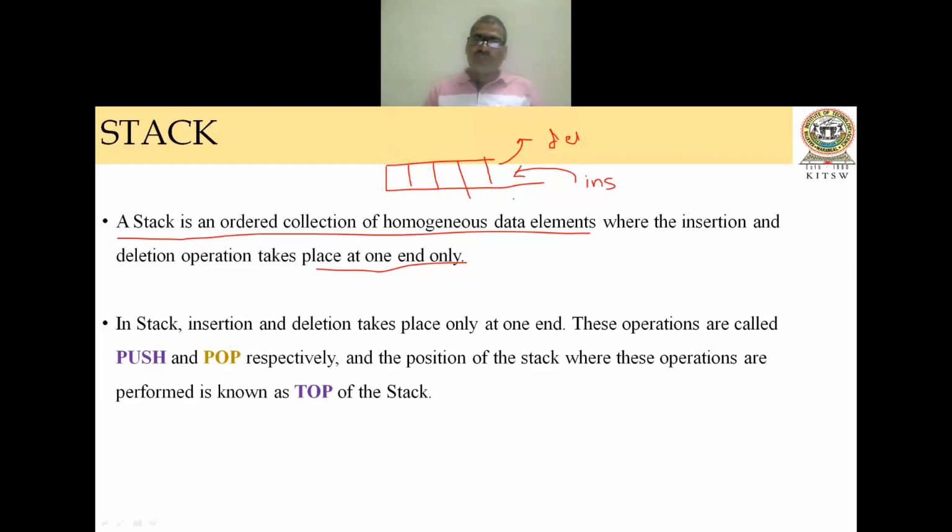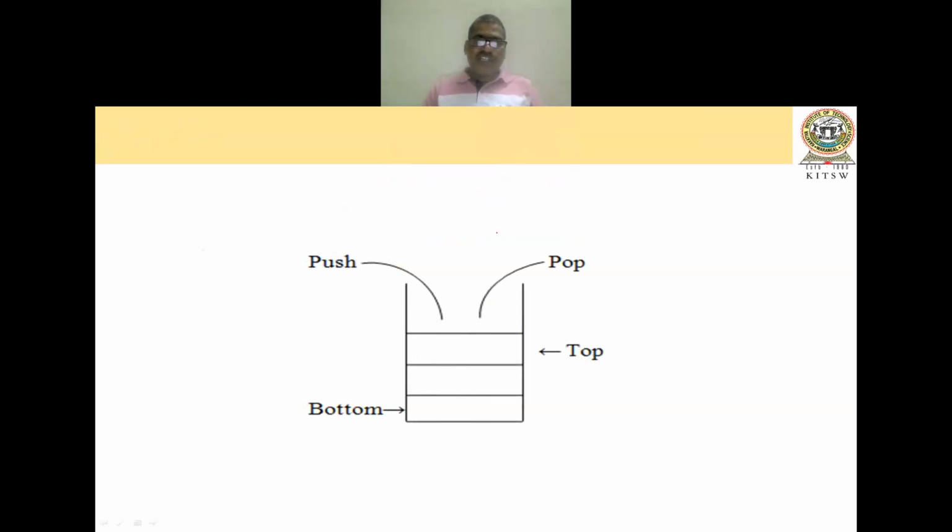That is what we are calling the top. We are taking top as an index variable, and from this top end only we can do the insertion. So in a stack, insertion and deletion take place only at one end. These operations are called push and pop respectively, and the position of the stack where these operations are performed is known as the top of the stack. Got the point?